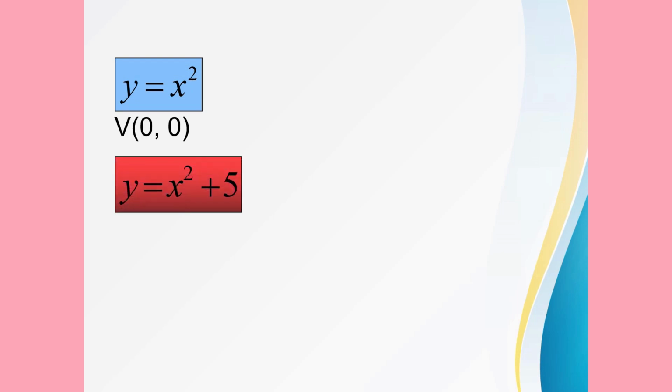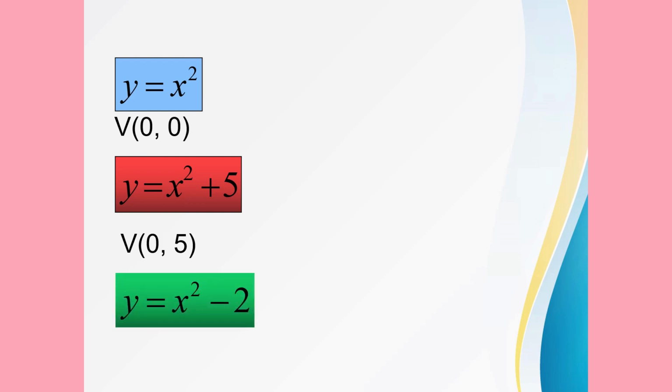Alright, let's have the third form of quadratic function. Again, let's compare muna with y equals x squared, which is the simplest form with vertex at (0, 0). And then the other quadratic function, y equals x squared plus 5. So the vertex of this quadratic function is (0, 5). And the third one, y equals x squared minus 2, the vertex is at (0, negative 2).